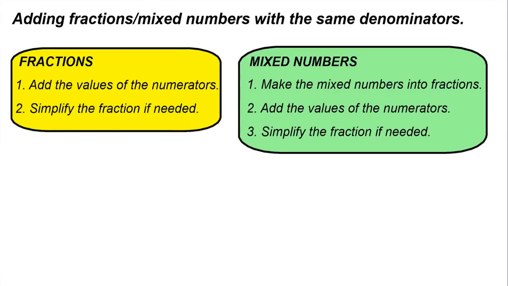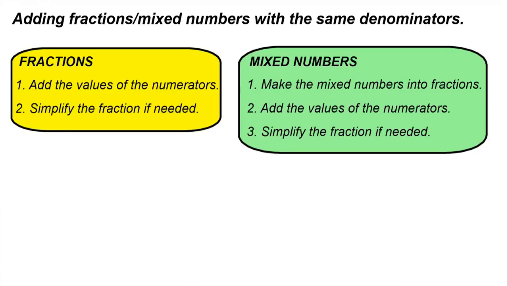Adding fractions and mixed numbers with the same denominators. Well, when we add fractions together, we're going to just add the values of the numerators and simplify the fraction as needed. It's probably the easiest when we have the same denominator because we're talking about the same size pieces. So then we just need to add the number of pieces we have together.